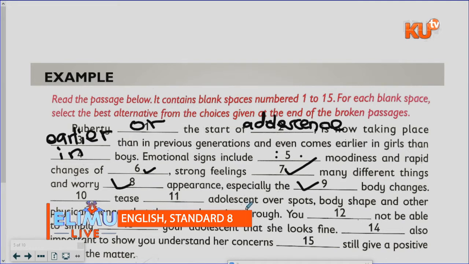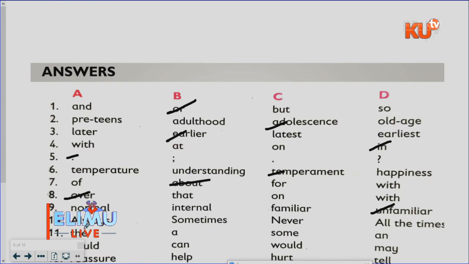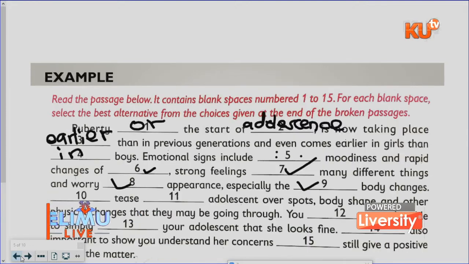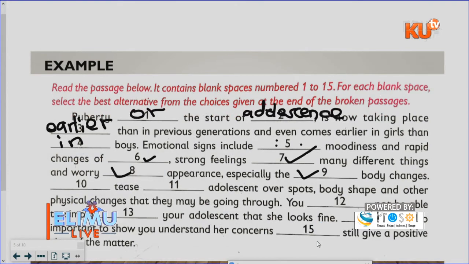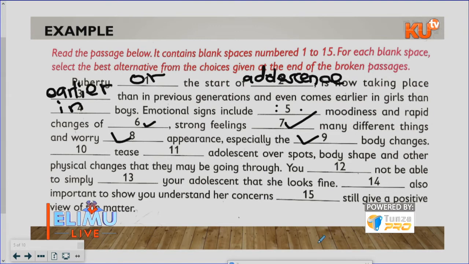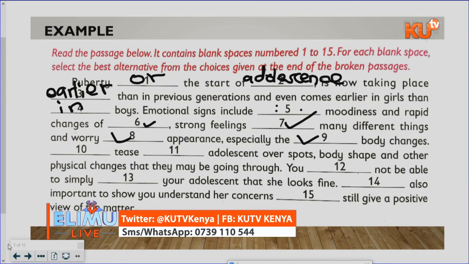Dash, tease, dash, adolescent over sports, body shape, and other physical changes that they may be going through. So question 10 there will say, always tease an adolescent, sometimes tease an adolescent, never tease an adolescent, all the times tease an adolescent. So what will inform our choice? The sentence after that will give you the reason. You dash not able to simply dash your adolescent that she looks fine. Also, important to show you understand her concerns, still give a positive view of the matter. So the following sentences are urging you to always appreciate adolescents, to always give a positive view of what they are going to do. So your answer there will be never.